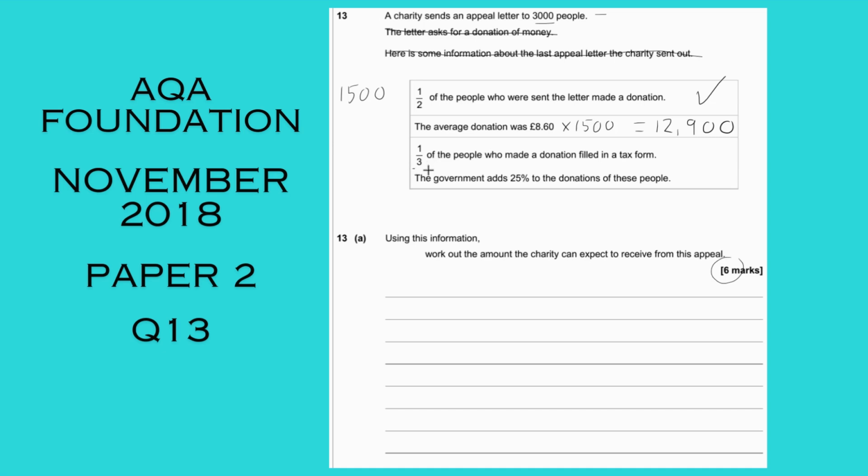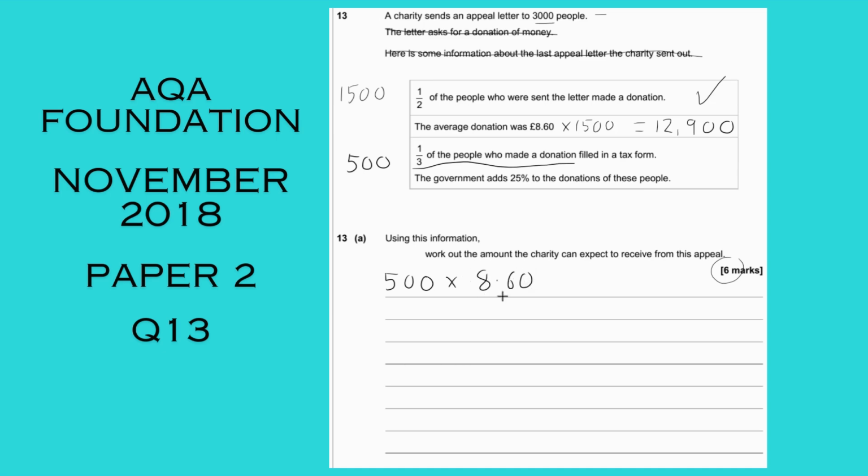Move on. A third of the people who made a donation. So a third of these 1,500 people. It's 500 people. So this is where I'm going to use a bit of the space at the bottom. Again, I'm not reading the question. Let's just use the information. Of these 500 people, their donation of £8.60 was increased.